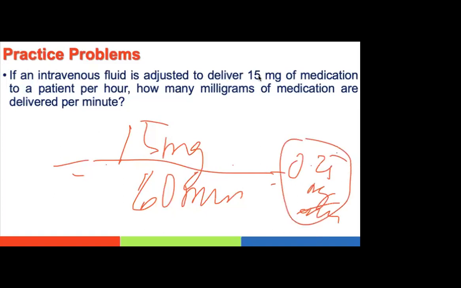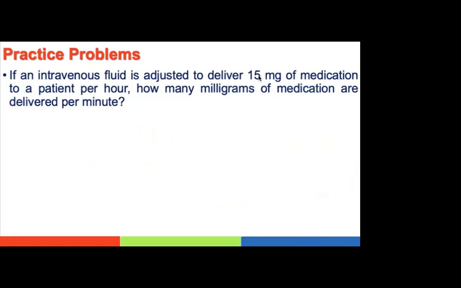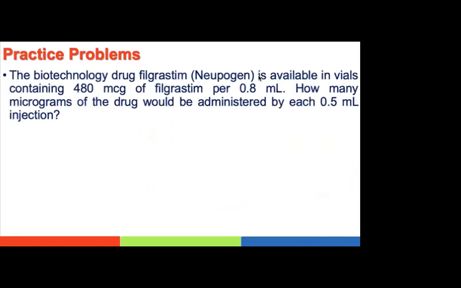0.25 milligram per minute. Next tayo. The biotechnology drug, Filgrastim, is available in vials containing 480 mcg of Filgrastim per 0.8 ml. How many micrograms of the drug would be administered by each 0.5 ml injection?